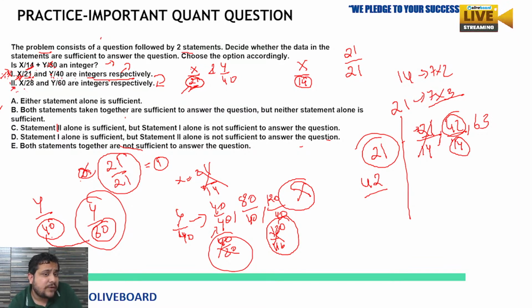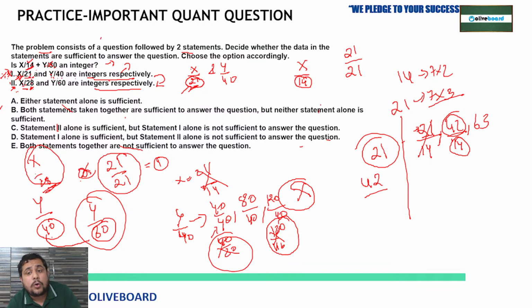Now if we go for statement second, x by 28 and y by 60 are integers respectively. So x by 28. So 28 is the multiple of 14 or not? Yes. If x is divisible by 28, then definitely, right, all possible values. X by 28 is an integer. Yes. If it is an integer, then all the possible values.